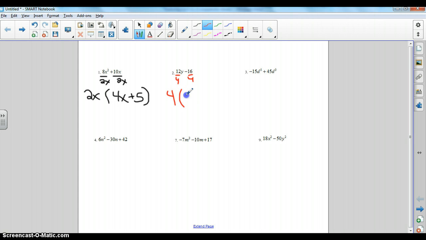12 divided by 4 is 3, and bring down that y since I didn't divide it out. Minus 16 divided by 4. Negative 16 divided by 4 is negative 4. And there's my answer.